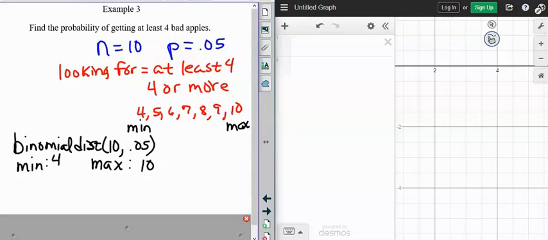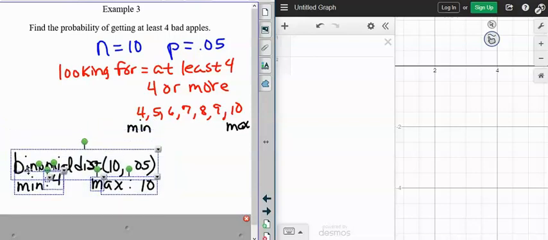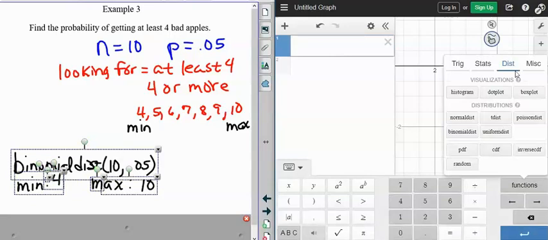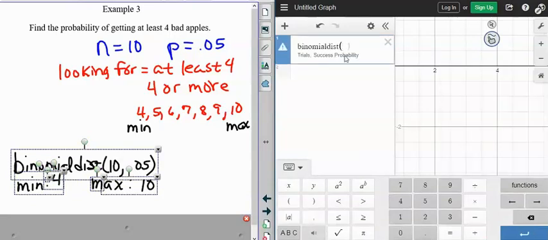All right, so I'm sorry about that. It didn't want to work right. So let's go to Desmos real quick. I'm going to pull this down a little bit so it doesn't look cluttered with all that. All right, so we're going to pull in Desmos. So functions, dist, binomial distribution. Again, we have 10 and 0.05.